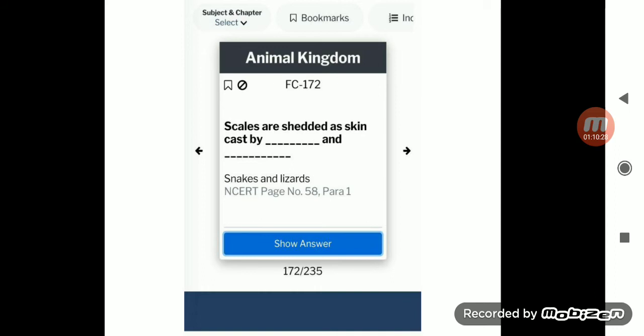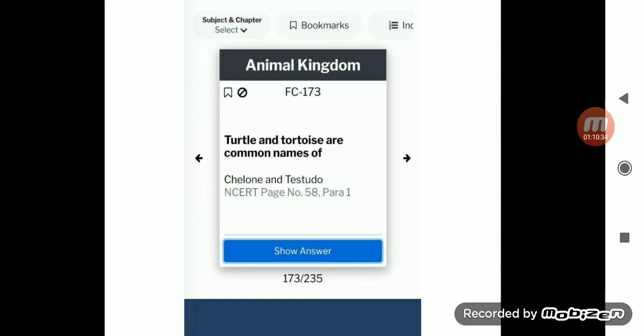Turtle and tortoise are common names of Chelone and Testudo. Turtle is a common name of Chelone. Tortoise is a common name of Testudo.